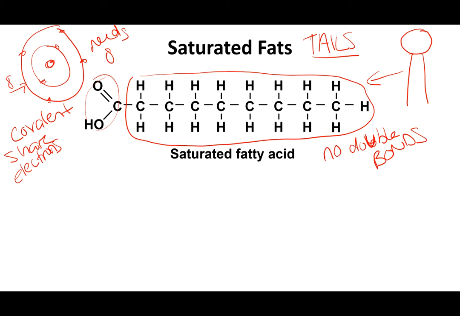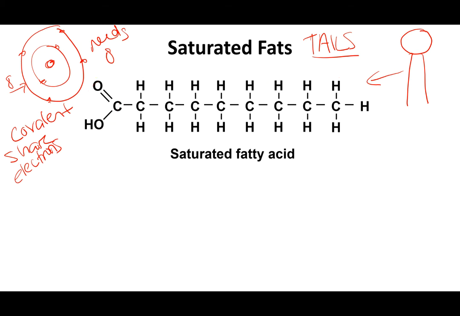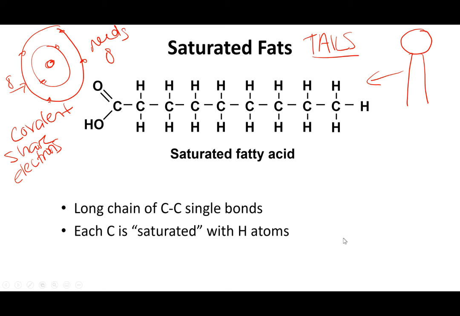You can think of it another way. Fatty acid tails are like sponges, and these carbons want to bond with as much hydrogen as possible. This is a saturated fat because there is no more space for any more hydrogens. It is saturated with hydrogens, right? Saturated means full, like when you saturate a kitchen sponge. So this fatty acid tail is a saturated fatty acid because you can't fit another hydrogen there. All available spaces are taken up by hydrogen. It's a long chain of single carbon-to-carbon bonds, and each carbon is saturated with hydrogen atoms.